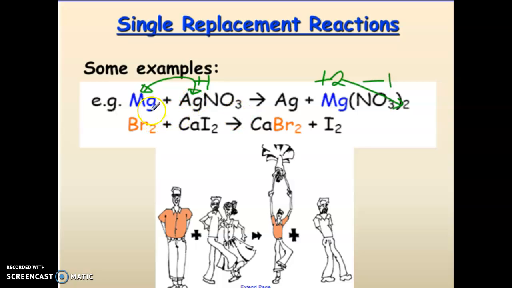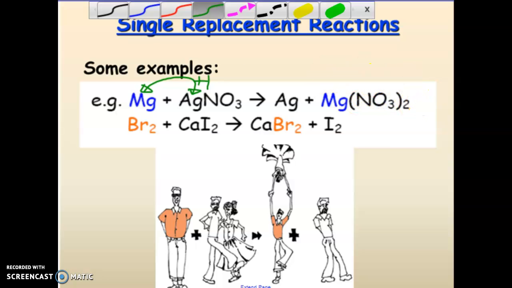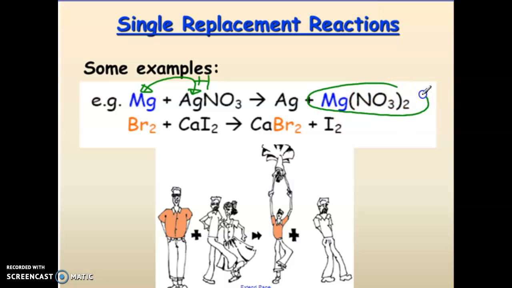So you're swapping out the element, but when you are writing the new compound formula, it's like you're writing it from scratch. You have to look at the charges to know how to crisscross that properly.